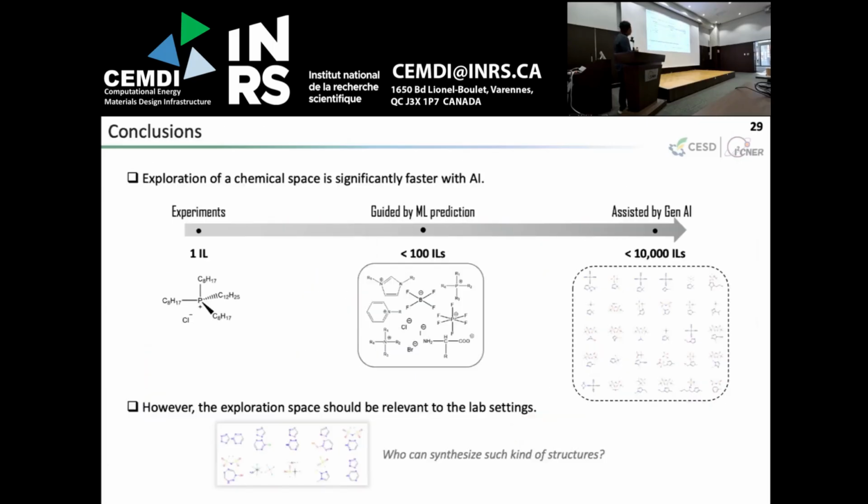So to conclude this talk, I would say that the exploration of a chemical space is significantly faster with AI. From my personal experience, using only experiment, we could only explore a few in a few years, and then assisted by machine learning prediction, we can increase the exploration space, maybe more than 100 in my experience. And using generative AI, we can explore bigger chemical space, more than 10,000 in my case. But of course, it's potentially unlimited. Potentially, we can explore everything. Chemical space depends on how complex our model and how big our training data.